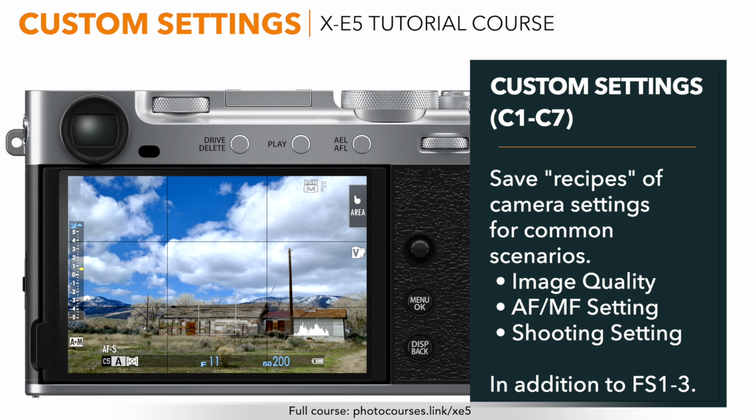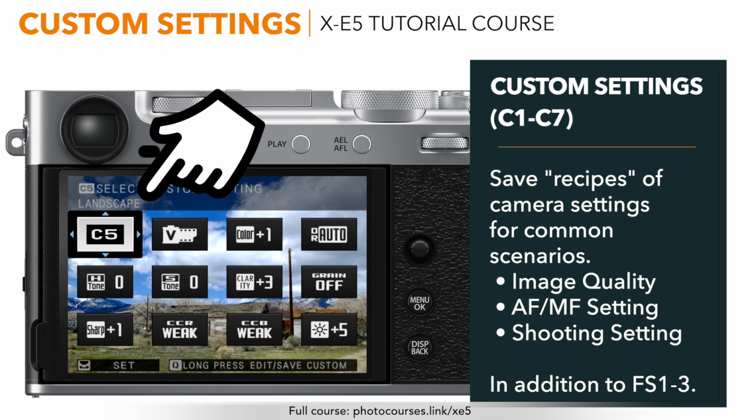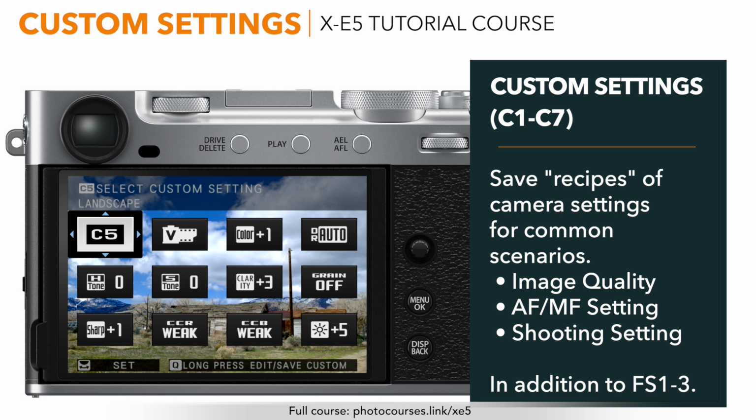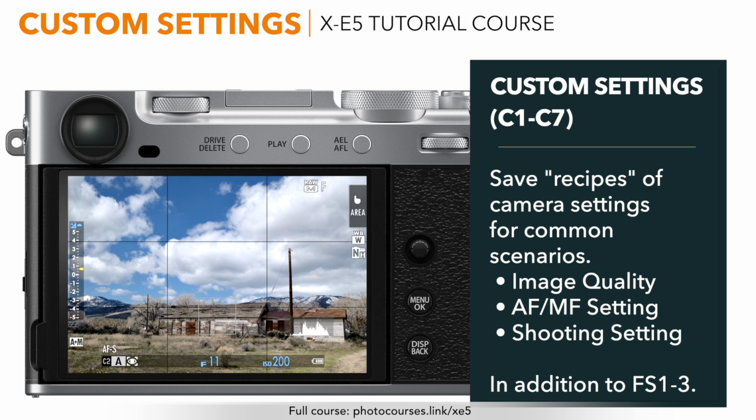For example, if you want a very vivid, high contrast style for landscapes, you can create a landscape preset with all of your desired focus and shooting settings. And then if you're going to photograph a portrait right after that landscape, you can go to your portrait preset, which might have some more muted colors, softer contrast, and completely different focus settings.